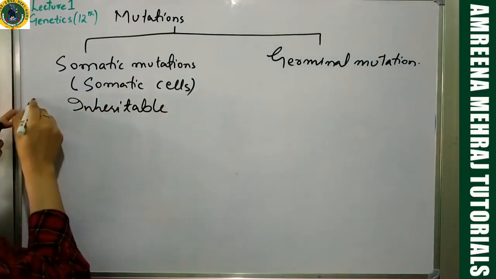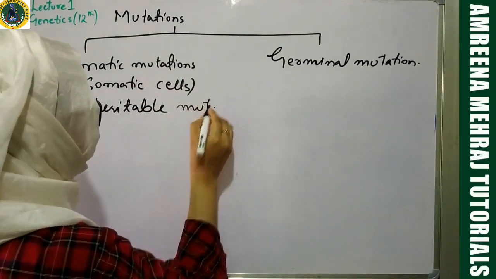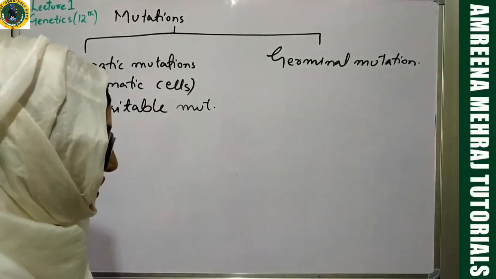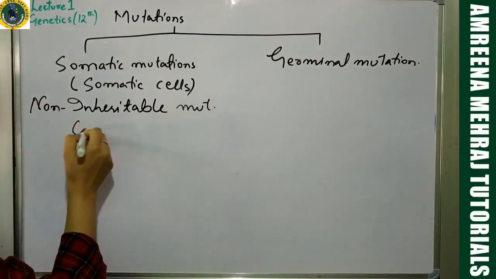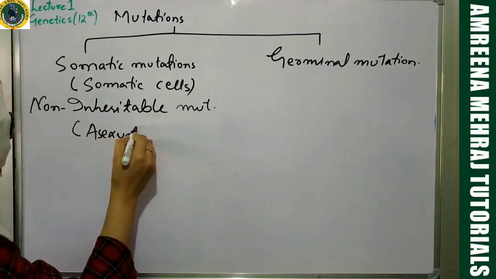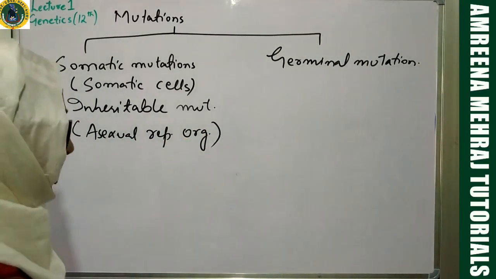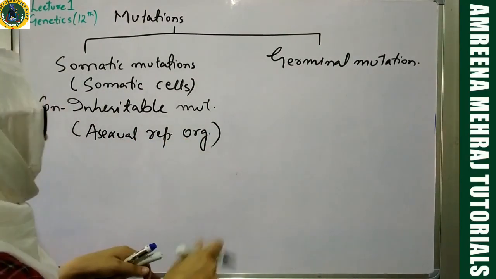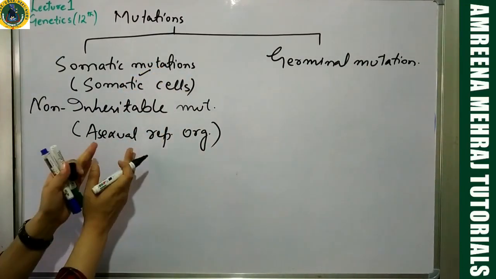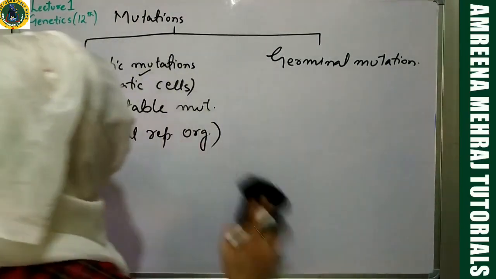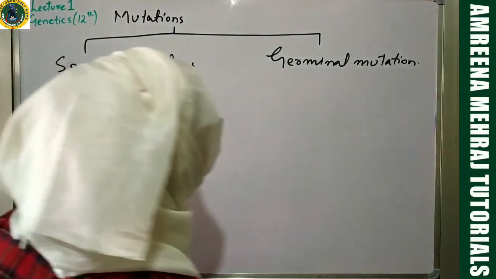So we'll say they are non-inheritable mutations, because they cannot be inherited by the next generation, because these cells are not participating in reproduction. But if we are talking about asexually reproducing organisms, we have certain organisms which perform asexual reproduction. In those cases, if a mutation happens to the somatic cell, that becomes inheritable. But we are not concerned with these asexually reproducing organisms. We are talking about sexually reproducing organisms. In them, somatic mutations are generally what?